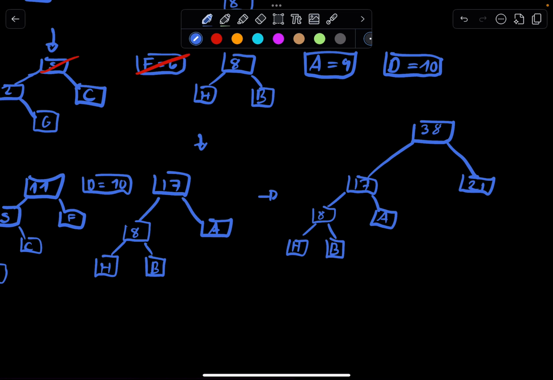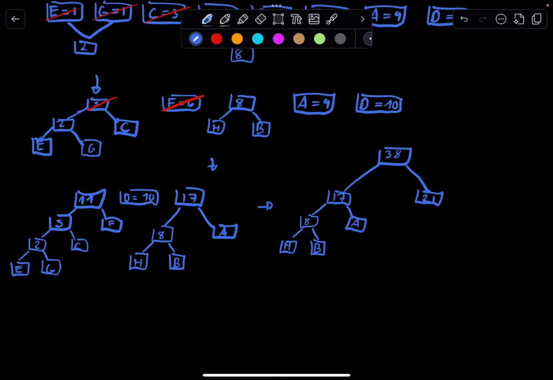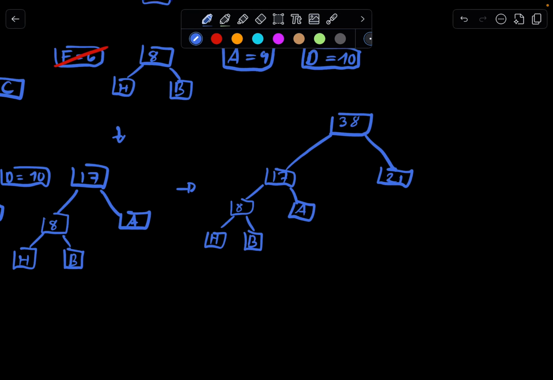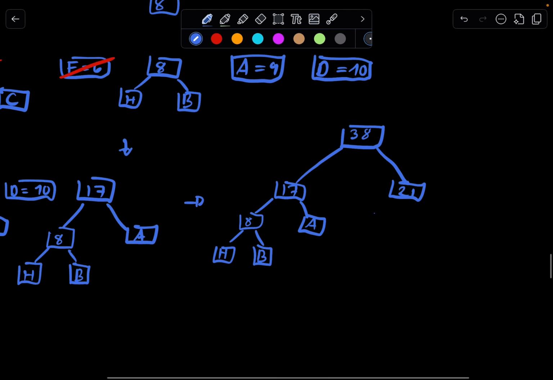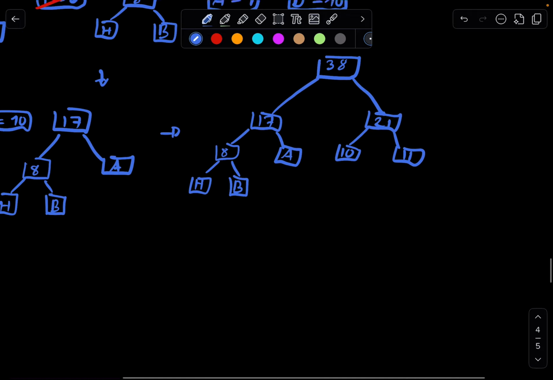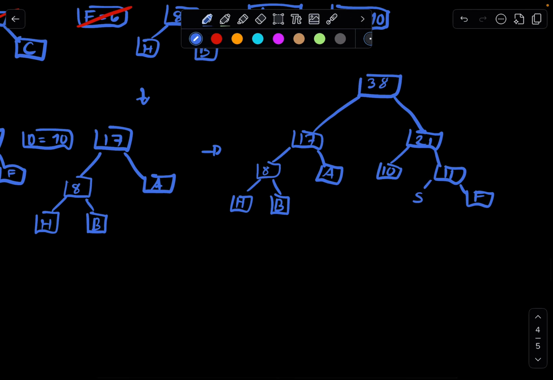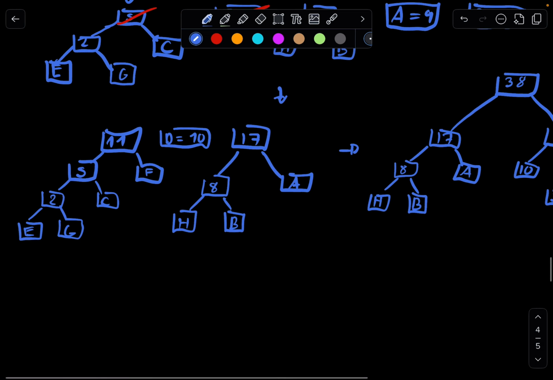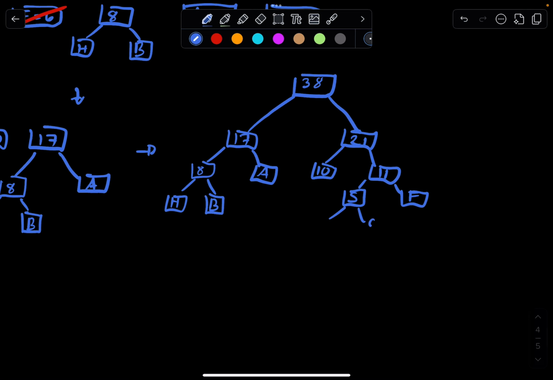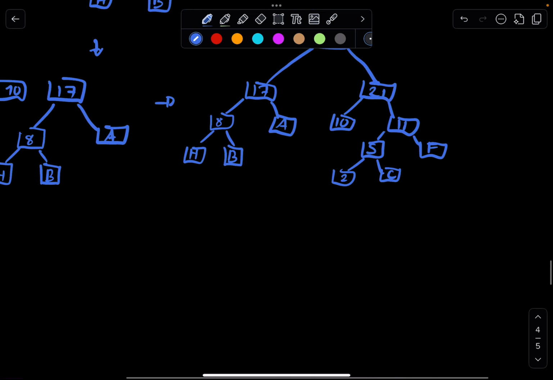And then we have 21, which is going to be 10 and 11. So 10 goes to the left. 10 and 11. And 11 goes F and 5, yeah, all the same thing. F and 5, 5 to C, C, 2, and then E and G. And so we are done, so to speak.